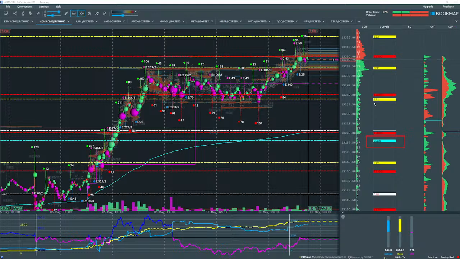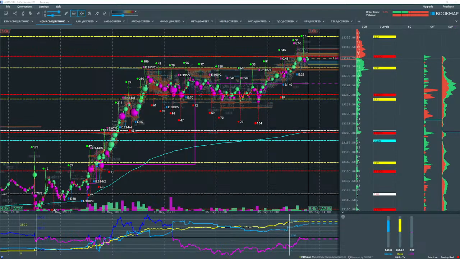And now trading just below the 13,300 level. So big rally in the morning, consolidation, early lunchtime chop, and now the rally continues. All right, let's talk about shifts in levels.